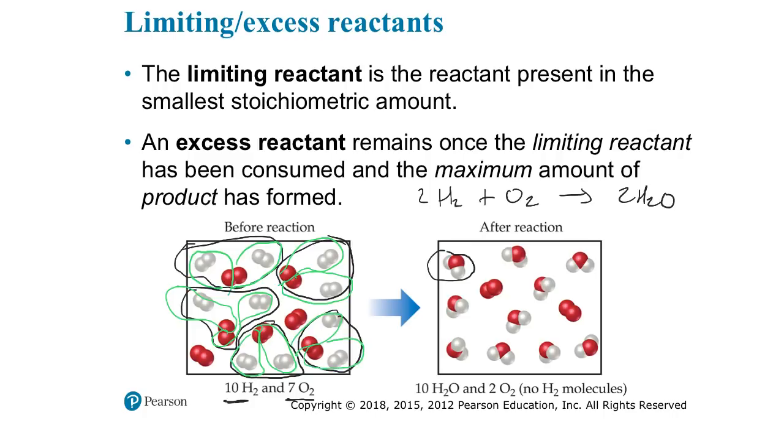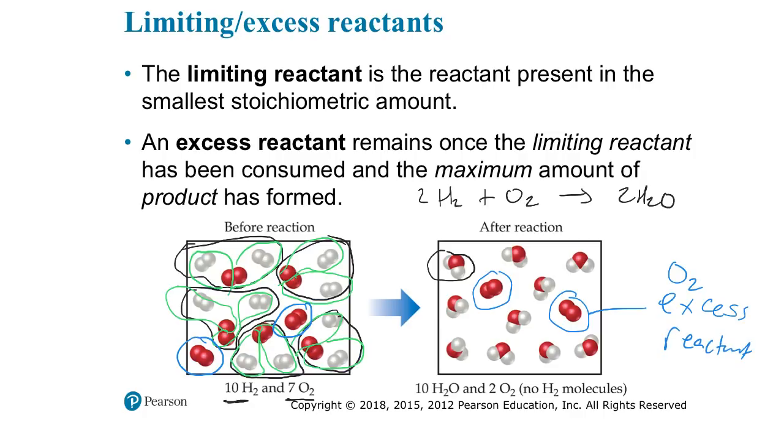But notice how I ran out of hydrogens at this point. My hydrogen's been completely consumed, turned into the product, and then we're left with these 2 oxygen molecules. Now, it's a gas mixture, so they're flying around. They're all bumping into each other. So here are the oxygens that are remaining. That's our excess reactant. So O2 is the excess reactant.